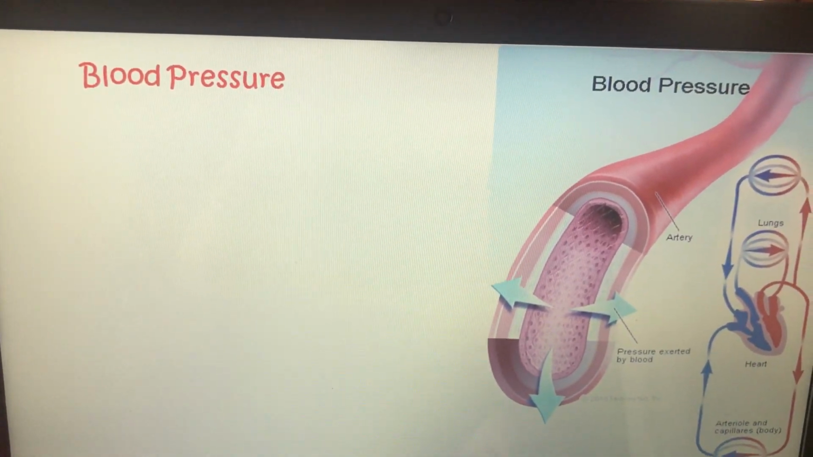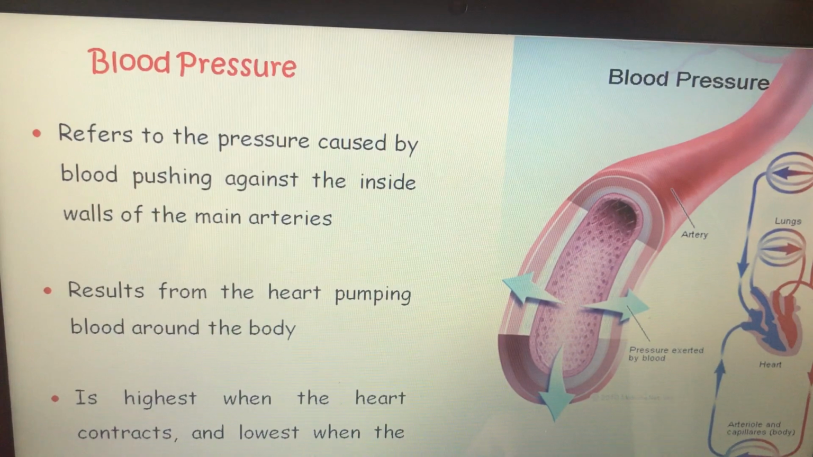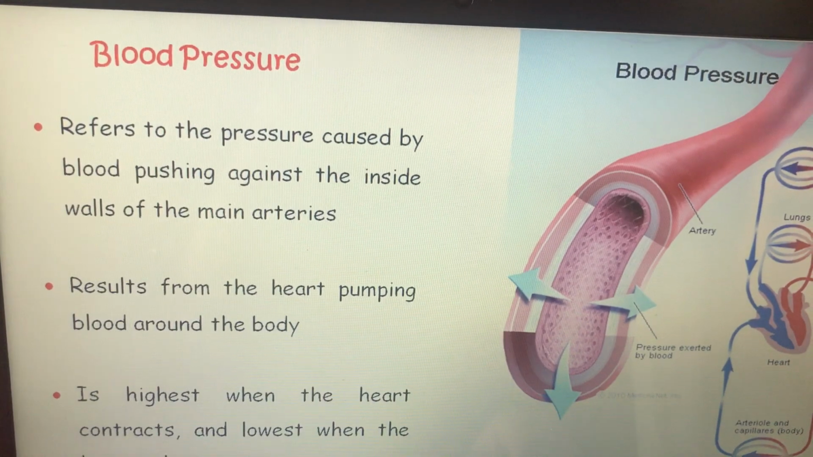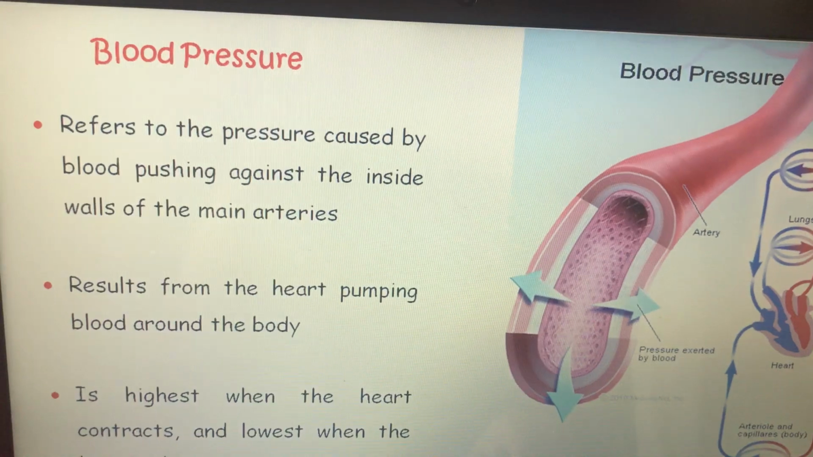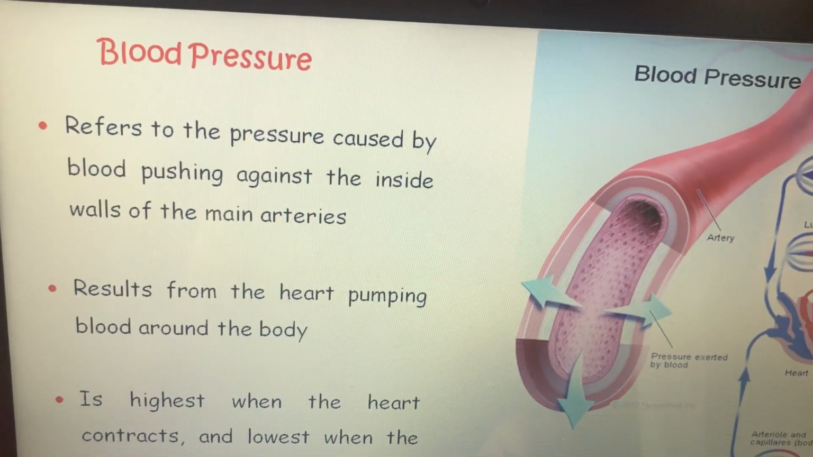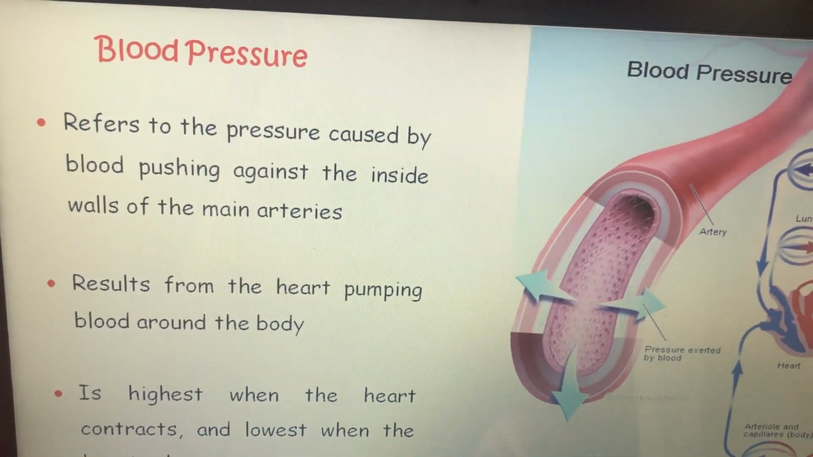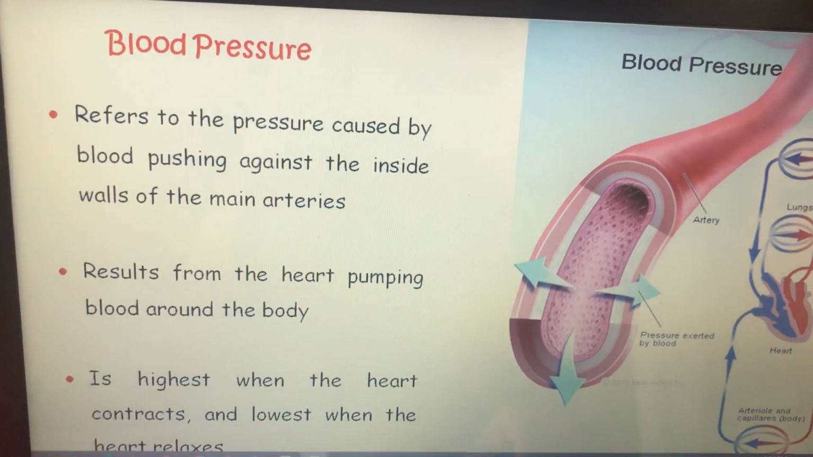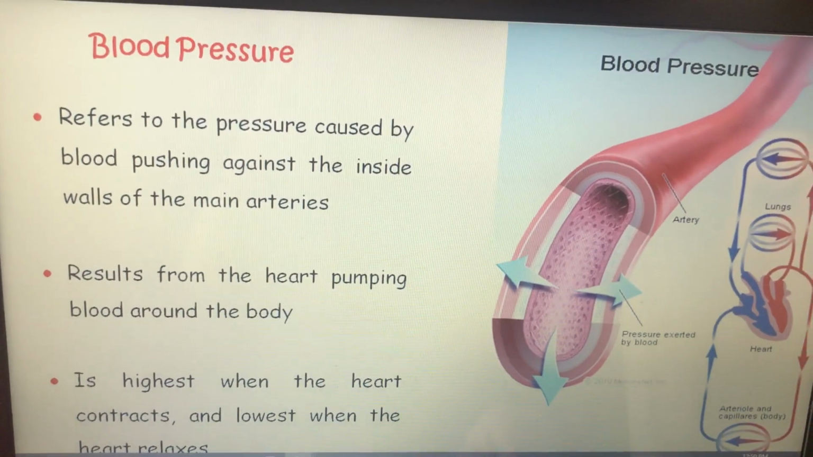Now I'm going to talk a little bit about blood pressure. Okay, I already asked you to research about blood pressure. What is blood pressure? It is caused by blood pushing against the inside walls of the main arteries. So when the heart pumps blood, this blood will exert a force on the walls of the arteries. This is what is called blood pressure, okay? So when we measure the blood pressure, we are measuring the pressure exerted by blood against the walls of arteries. Okay, so of course it's highest when the heart contracts and lowest when the heart relaxes.